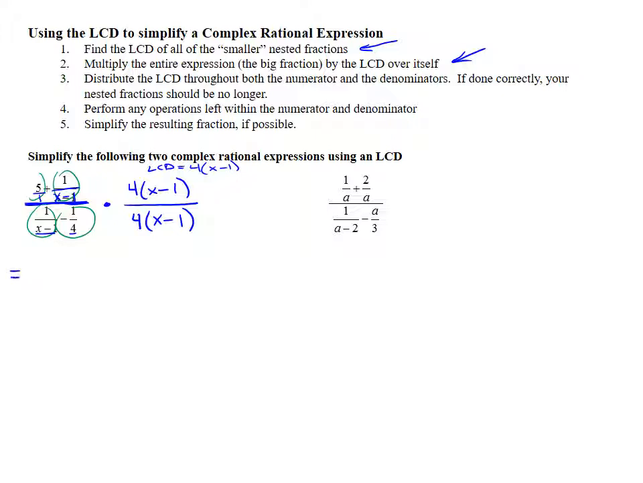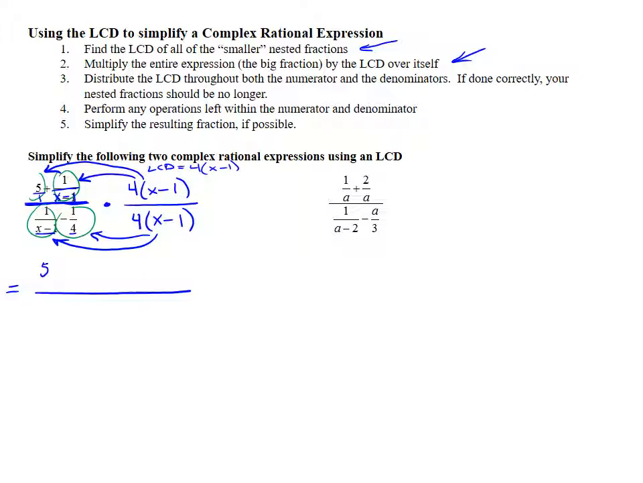Now, here's where you have to be careful. When I multiply this through, I'm going to multiply it to every term in the numerator and every term in the denominator. And until you get used to this, it's a good idea to just write it all out. I'm going to give myself even more room than I started with. So I'm going to show what happens here.